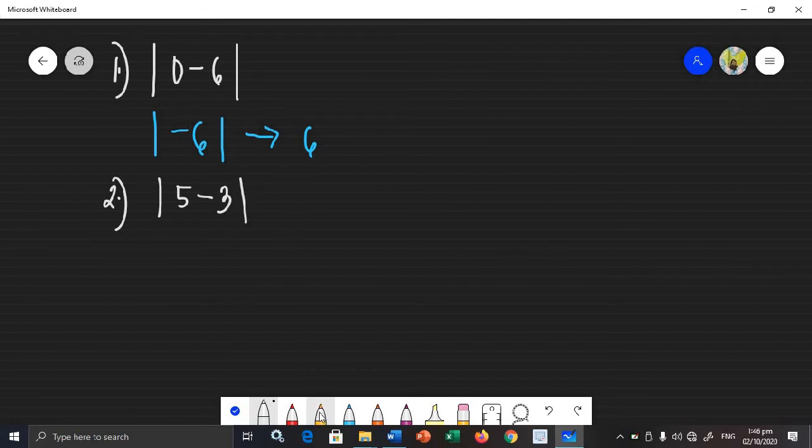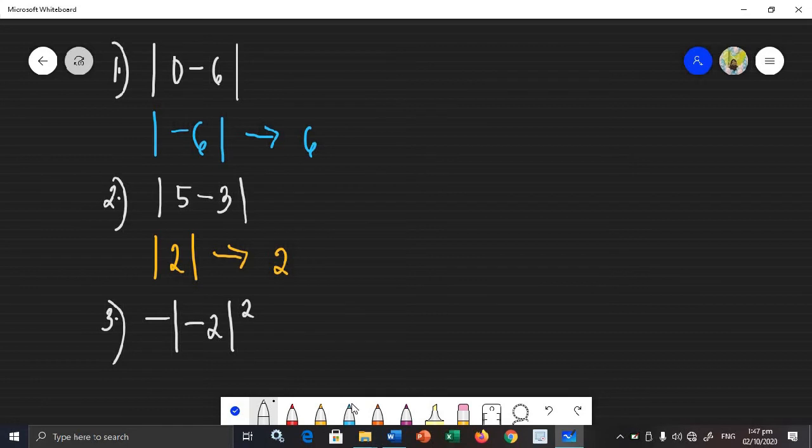We will solve first for the difference of 5 and 3. 5 minus 3, that is 2. What is the absolute value of 2? 2. Simple as that. How about number 3? Ito. Magkakaroon ng difference. So, negative absolute value of negative 2 squared.